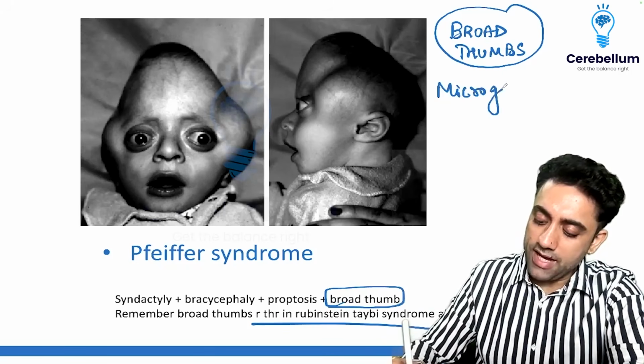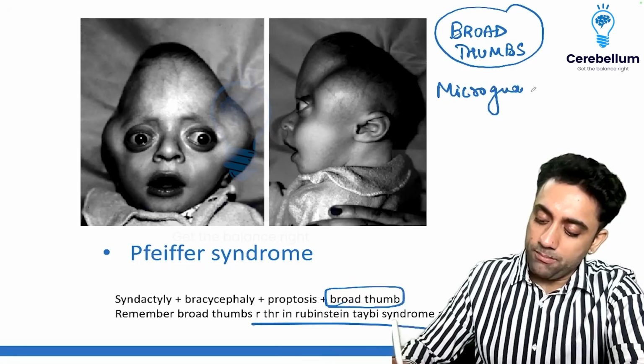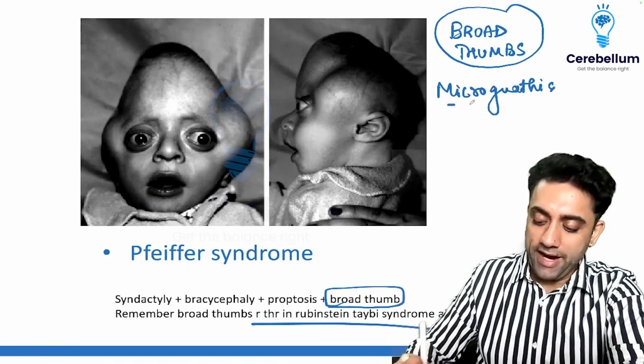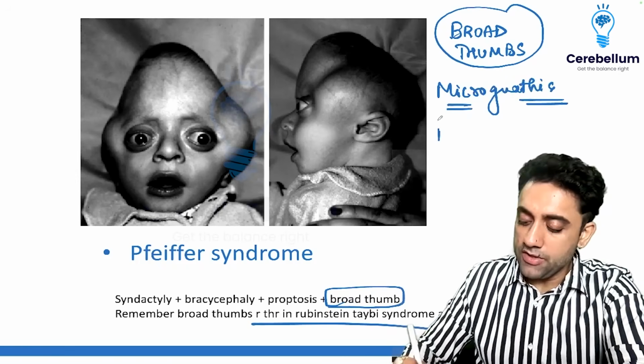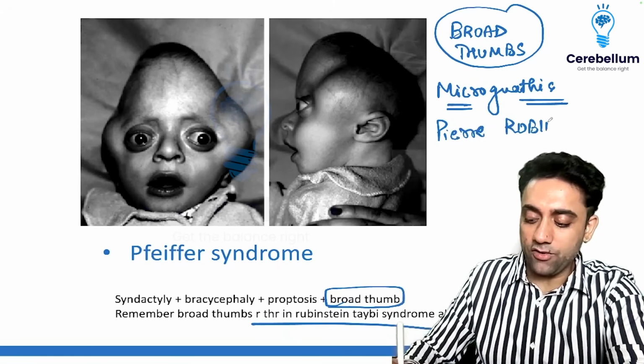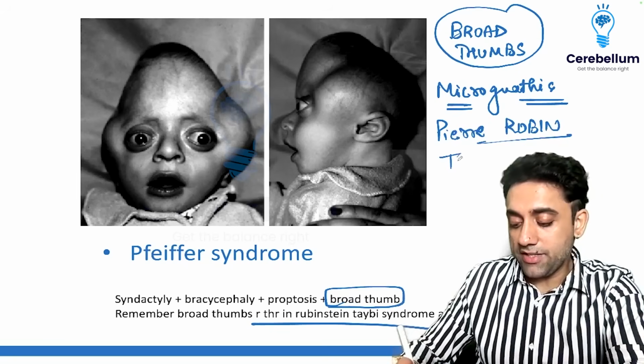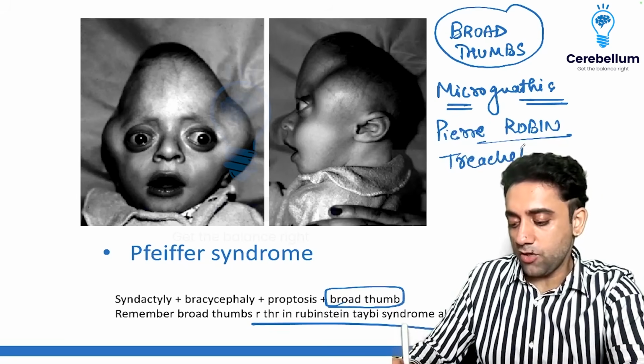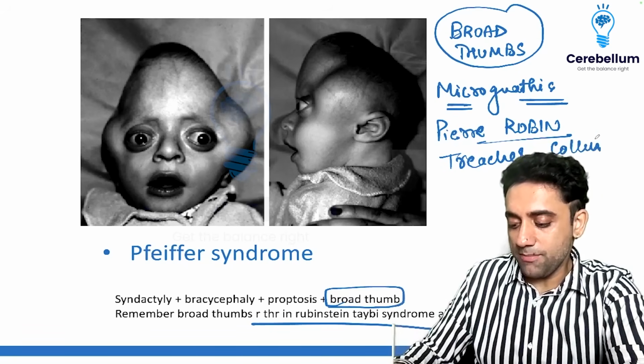Same like micrognathia. Tell me 2 syndromes associated with micrognathia. Micrognathia means small jaw. Micro means small, and gnathia means jaw. In a case of Pierre-Robin syndrome, you will see micrognathia, number 1. Number 2, in Treacher-Collins syndrome also. Treacher-Collins syndrome and Pierre-Robin syndrome, you will see micrognathia.